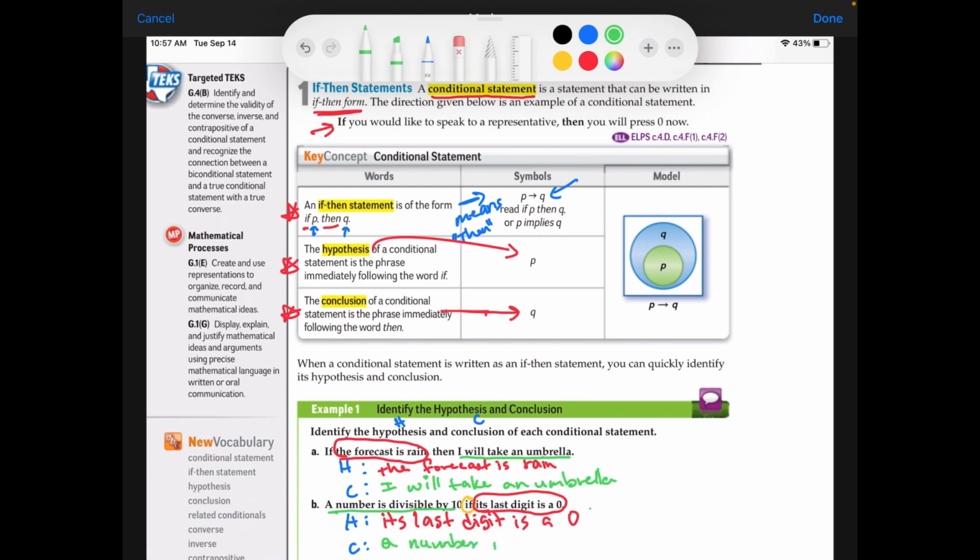A number is divisible by 10. So once again, remember, everything after the word if is the hypothesis, everything after the word then is the conclusion. It may be rearranged, but always remember your hypothesis and then make sure your conclusion is the ending or the result of whatever the hypothesis is telling you.